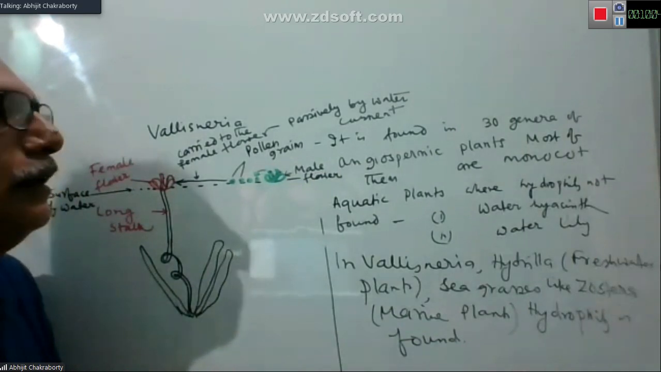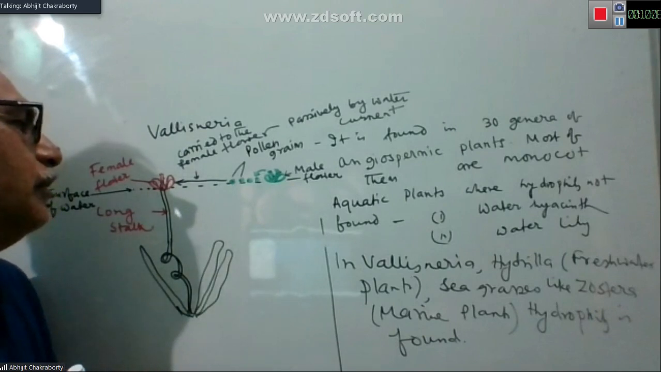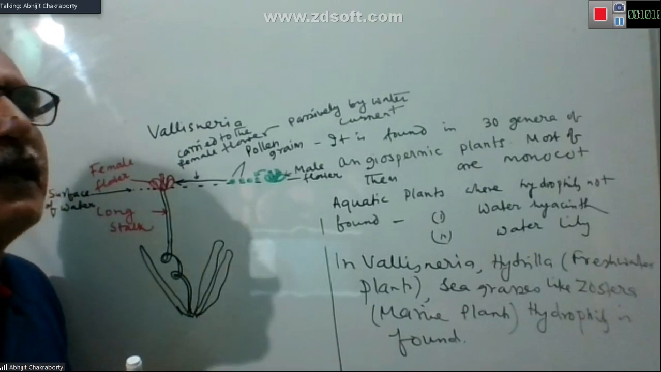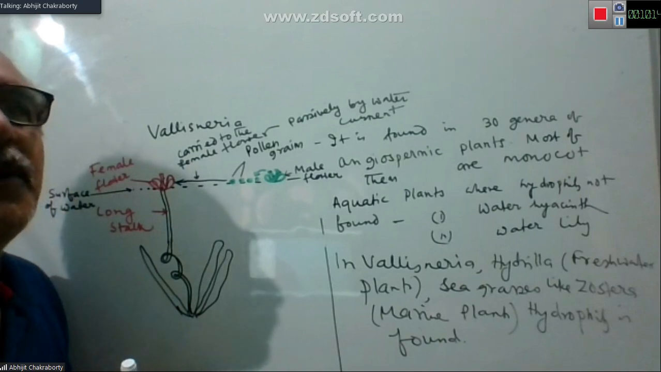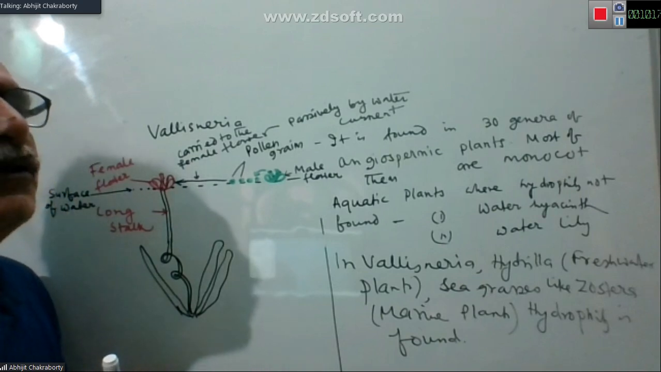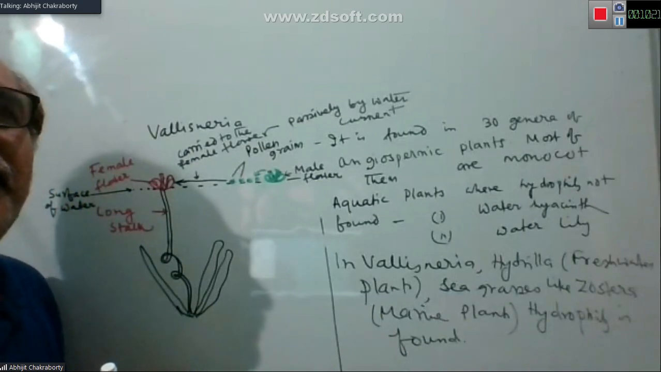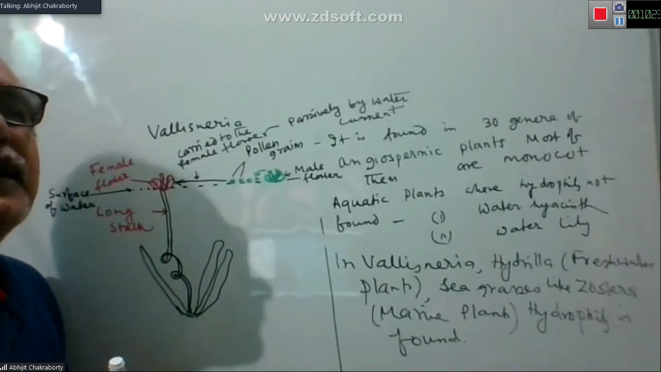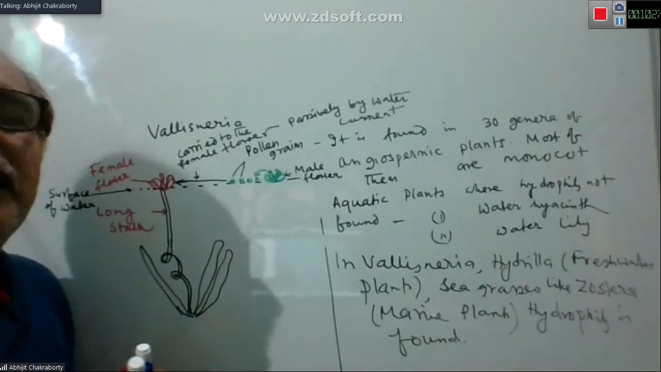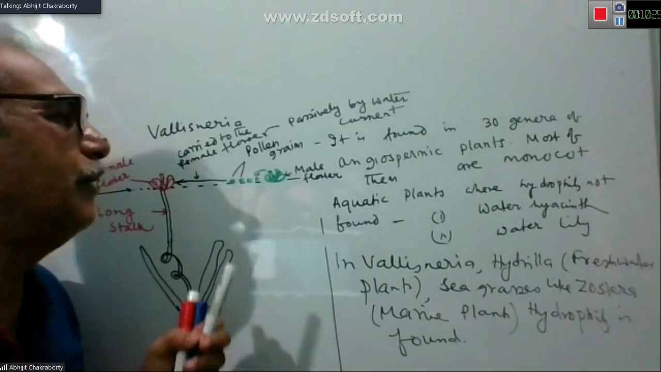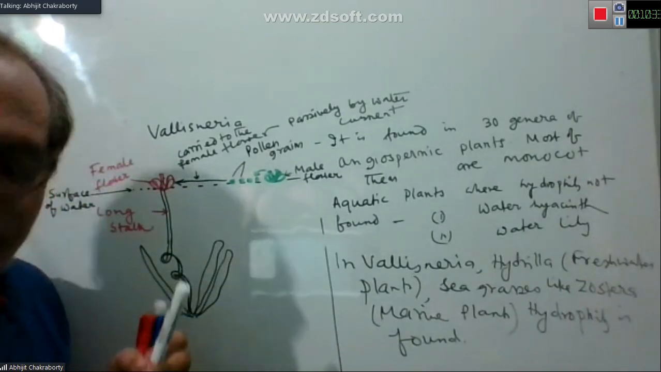So here the female flower reaches the surface with the help of its long stalk, and male flowers are detached from the plant body and carried to the surface of the water. Pollen grains are released onto the surface of water, and they are then carried to the female flower passively by water current. Some of them ultimately will reach the female flower and pollination takes place. This is hydrophily in Vallisneria, or in Hydrilla, the same.